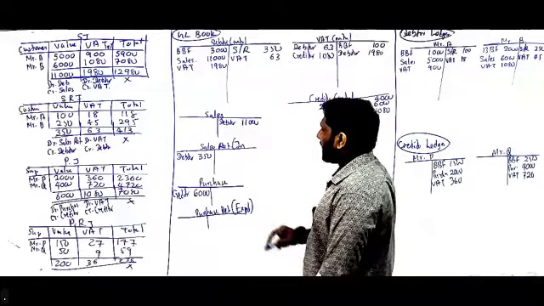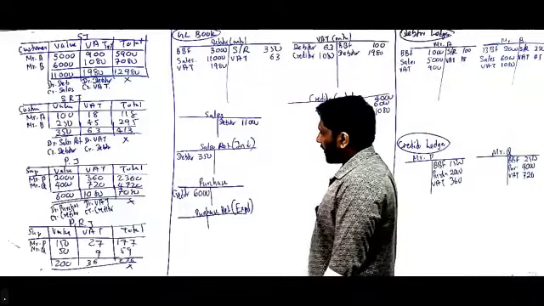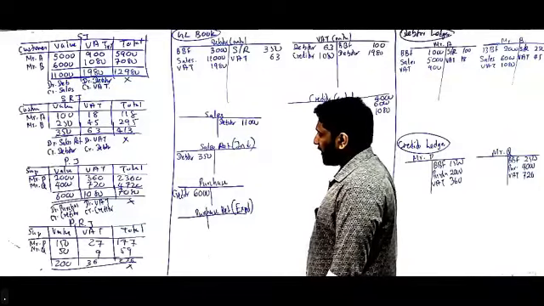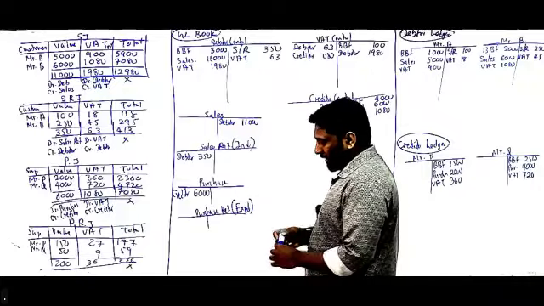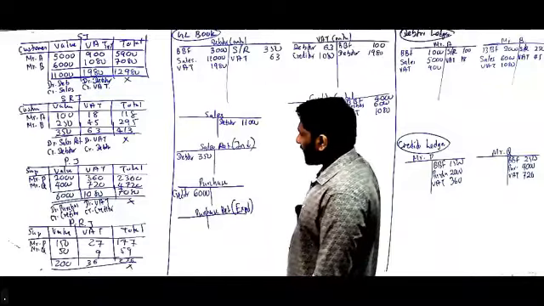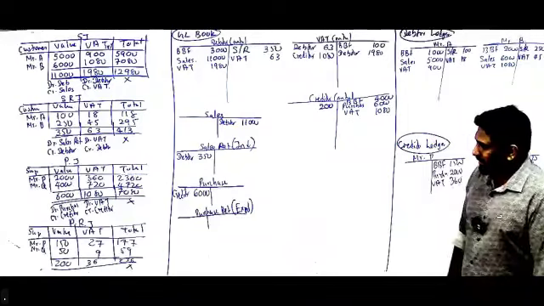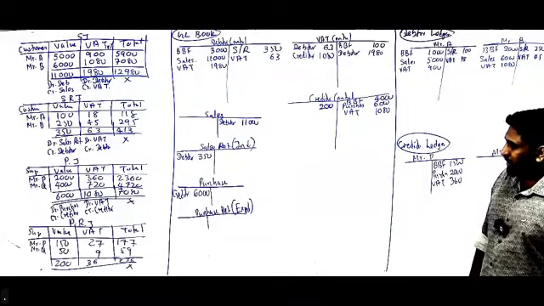Likewise, sales return is an income account. It is a reduction of income account. Sometimes those things you can get in your A-level exam. Sales return is falling under which element of account? Income. Sales return is income, but reduction of income. Purchase return expense, but reduction of expense.